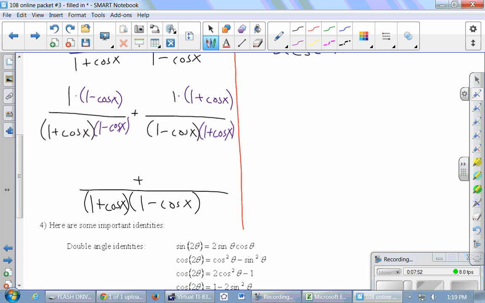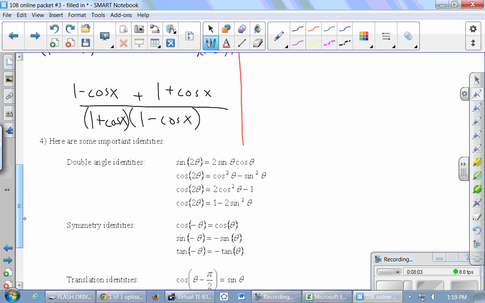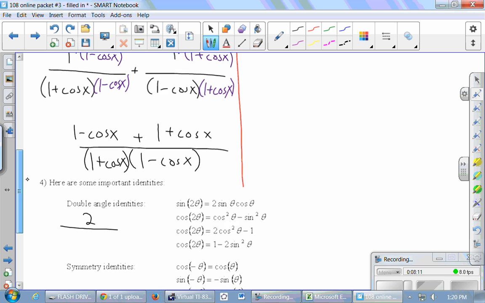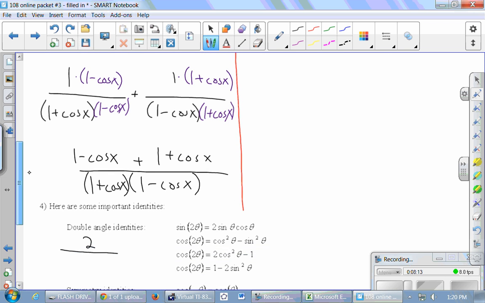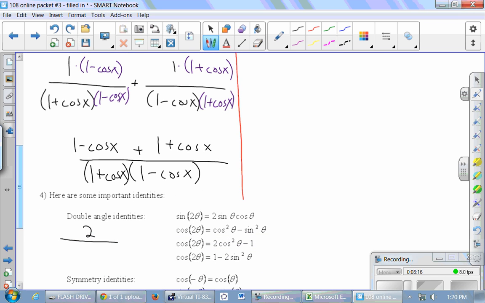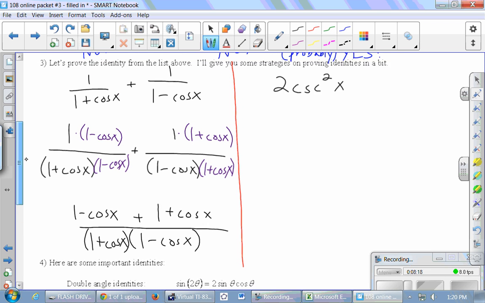And upstairs, I'll just copy. I guess we can distribute the ones. So 1 minus cosine x plus 1 plus cosine x. Okay, and running out of space a little bit, but something nice happens upstairs. The cosine x's cancel, and we just get 2 divided by. And I don't really know what to do here, so I'm just going to pause there on that one. Gone as far as I can. I'm tempted to just copy the bottom, but maybe foiling would help.